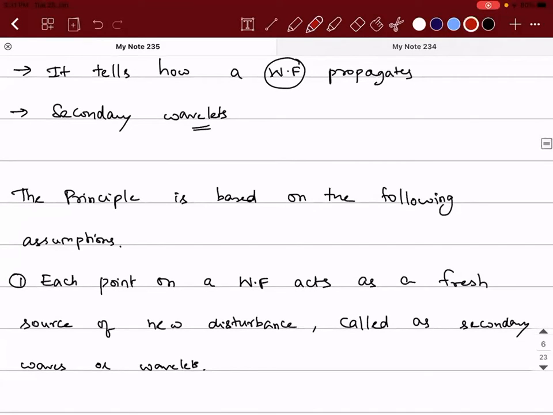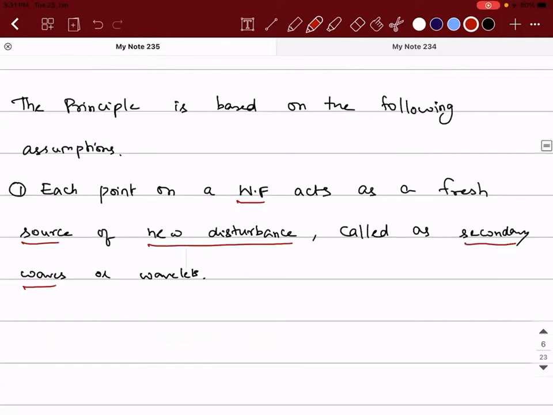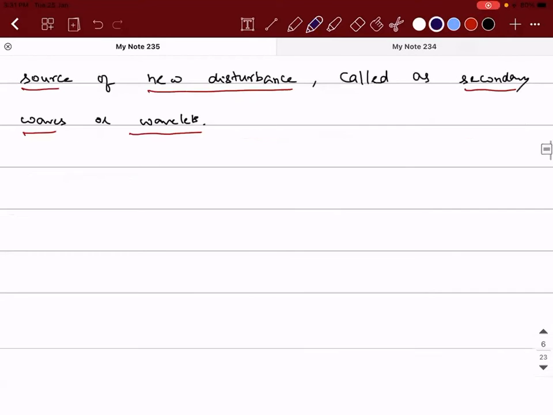What did Huygens principle tell us? Each point on a wavefront acts as a fresh source of new disturbance, and the new disturbance is what is called as secondary waves, or more technically secondary wavelets. So that is the first point. Okay, I leave some space.